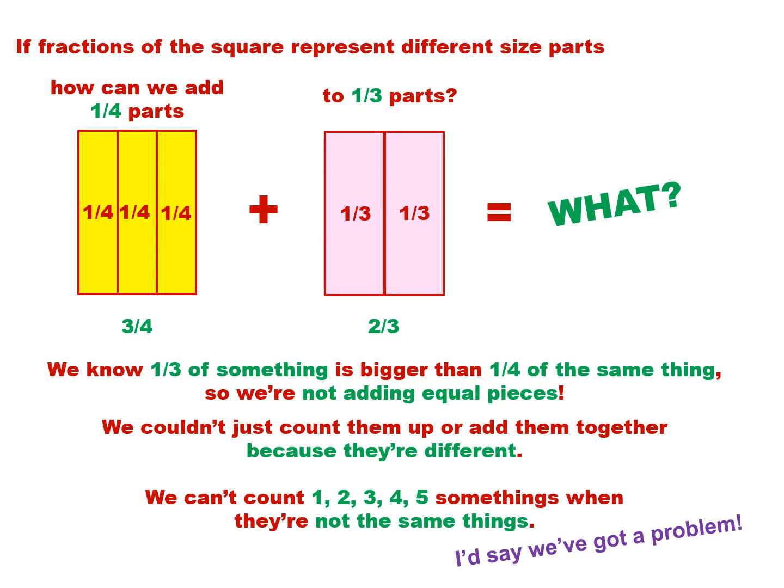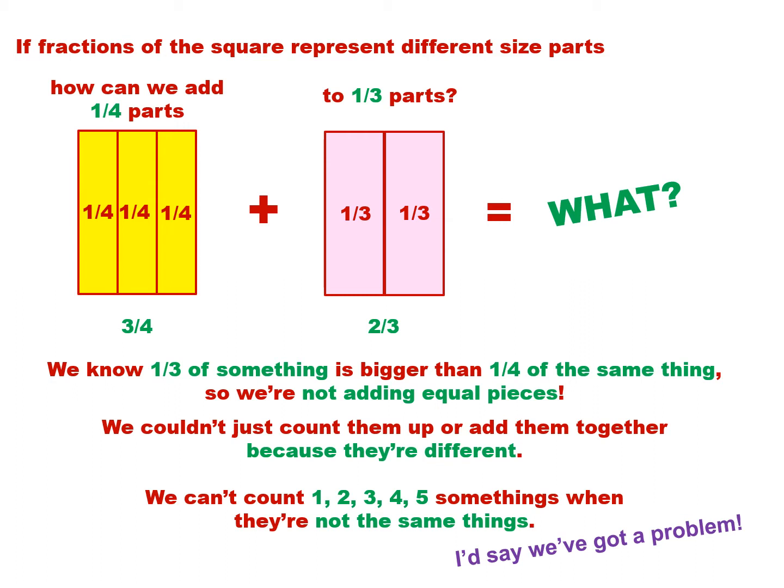So, since the fractions are different sizes, how can we add some of those 1/4 parts to some of those 1/3 parts? Here we have 3 fourths plus 2/3. 3 fourths plus 2/3 equal what?